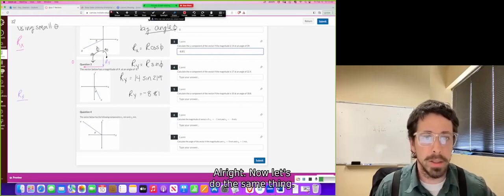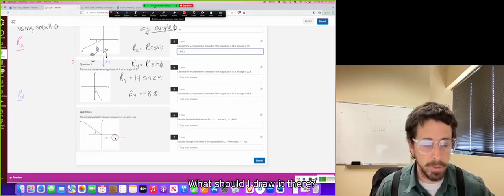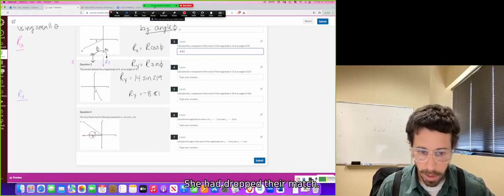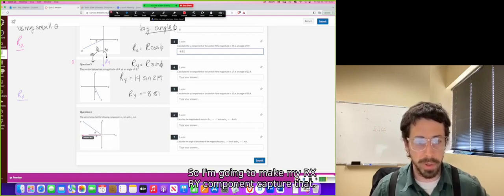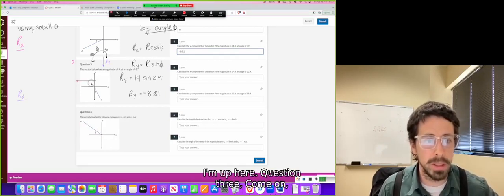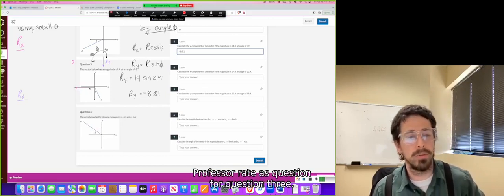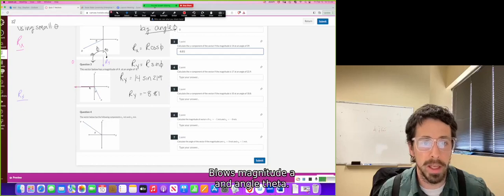All right, now let's do the same thing. There's my Rx component, right? Now, should I draw it there or should I draw it there? Which one? Rx here, Rx there. Well, there's my angle. So I'm going to make my Rx and my Ry component kind of capture that. Oh, no, wrong one. I'm up here. Question 3. Come on, Professor Ray. That's question 4. Question 3. Vector below is magnitude A and an angle theta.